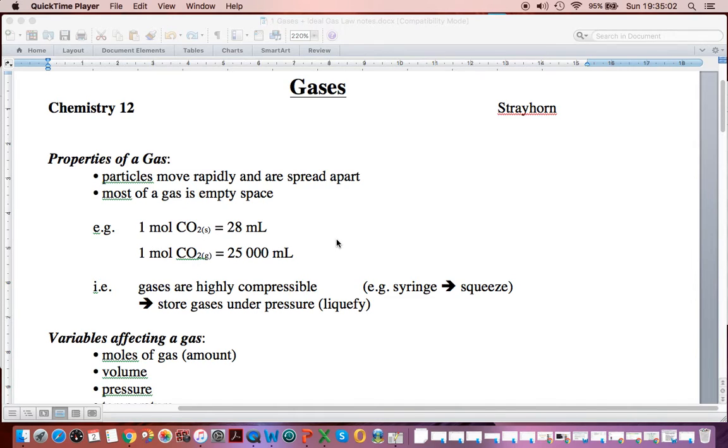Since there's empty space between the particles, it means gases are highly compressible and they will take the shape of their container. In terms of shipping gases, and there are many that are shipped, you may want to ship oxygen. Typically it's liquefied just so it takes up a lot less space.